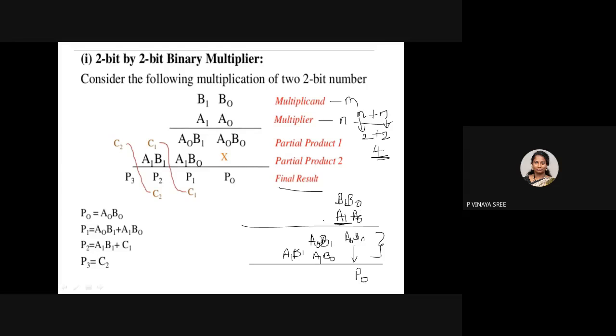So what we are doing in this case is considering this as P0, because you take this as it is in normal decimal multiplication also. Next, I need to do addition between these two.